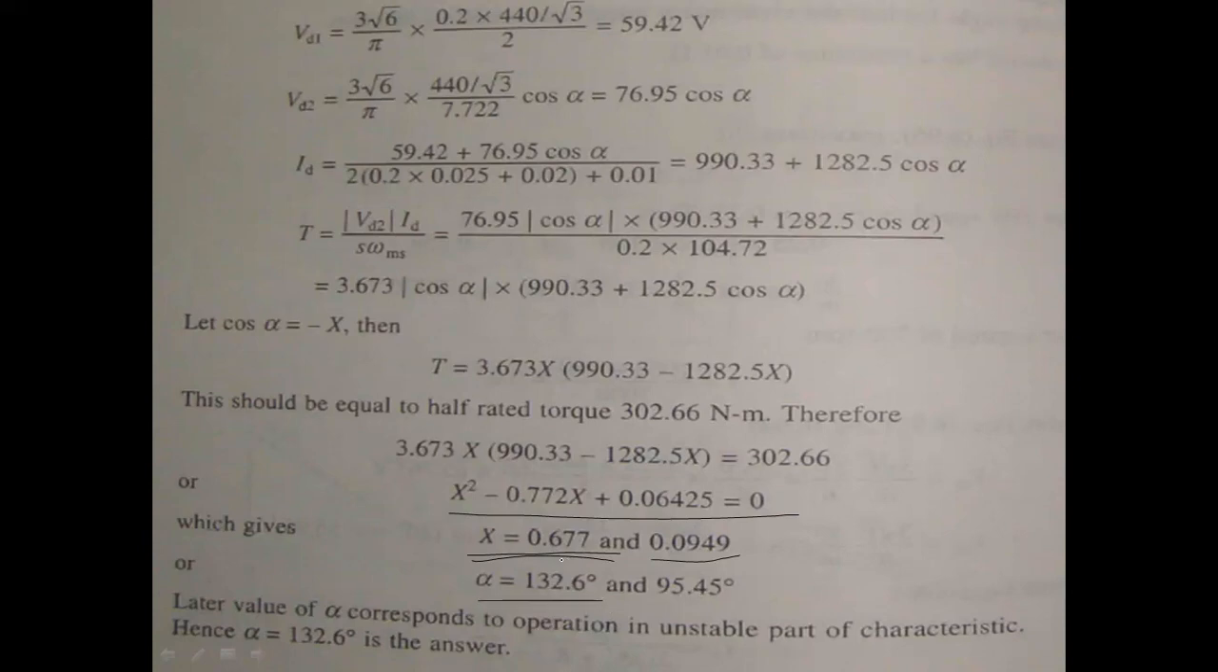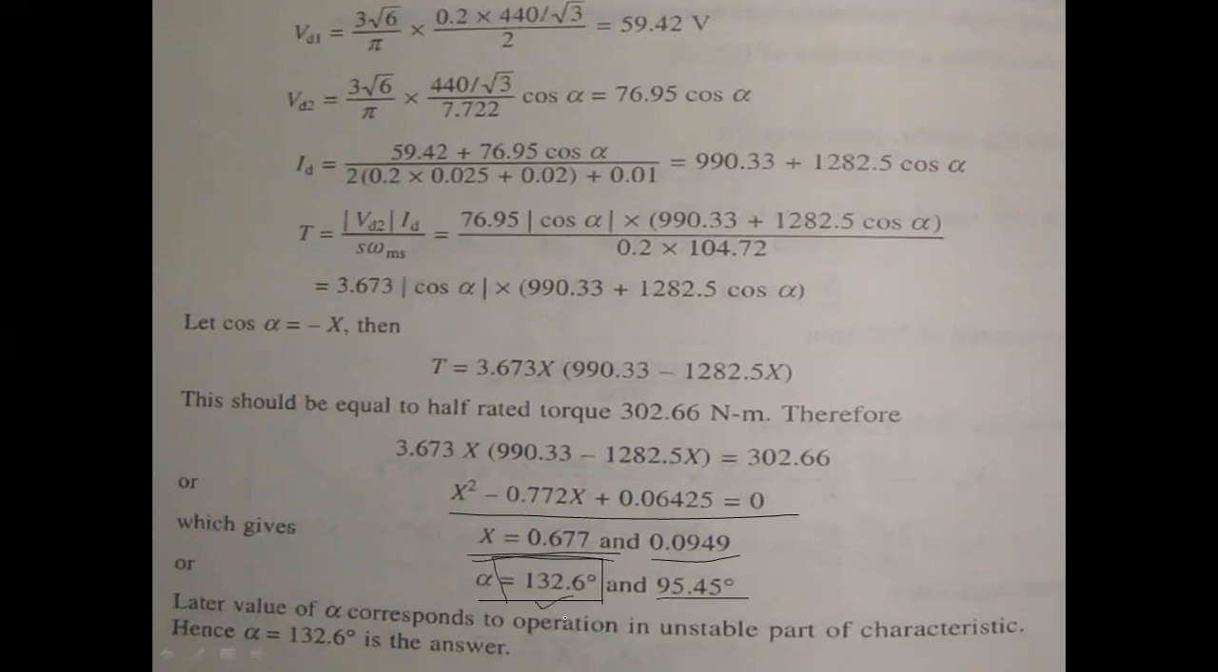For x is equal to 0.677, the alpha is 132.6 degrees, and for x is equal to 0.0949, the alpha is 95.45 degrees. Out of this, we have to choose one answer of alpha, 132.6 or 95.5. See here, we are considering the alpha for an unstable part of the characteristics. So if you consider the alpha for the unstable part, the answer is 132.6.